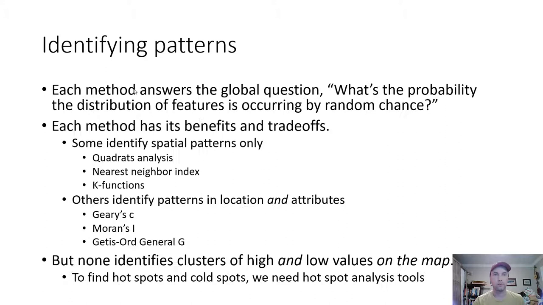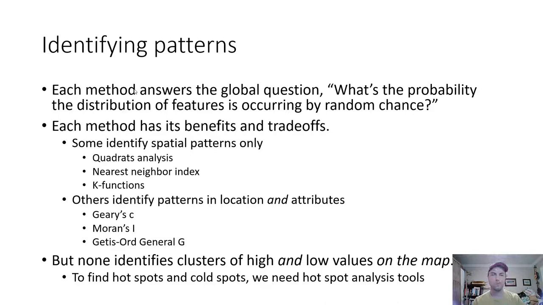Each method answers the global question of what's the probability the distribution of features is occurring by random chance. If the probability is high that it's occurring by random chance, then that means it's likely not the cause or the result of dispersion or clustering. Each method has its benefits and its trade-offs. Some might identify spatial patterns only, like quadrant analysis, nearest neighbor index, and K-functions. All right, so those are just about the distribution of features, not about the actual attributes themselves. Others identify patterns in location and in attributes: Geary's C, Moran's I, and the Getis-Ord or General G.